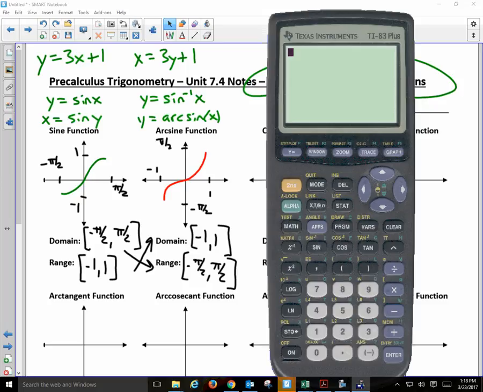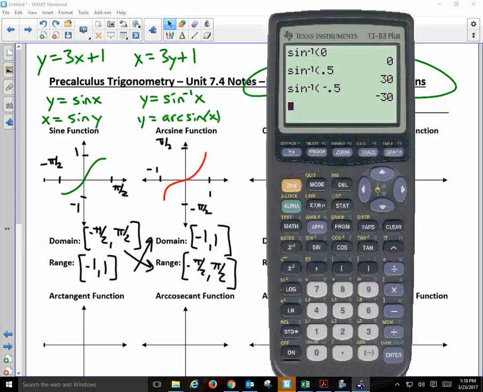The domain is negative 1 to 1. What does that mean? If I do sine inverse and I plug in a number between negative 1 and 1, give me something. 0, okay. I get an output. Give me another example. 0.5. Negative 0.5. As long as I plug in values between negative 1 and 1, I get outputs between negative 90 degrees and positive 90 degrees. Are these between negative 90 and positive 90?